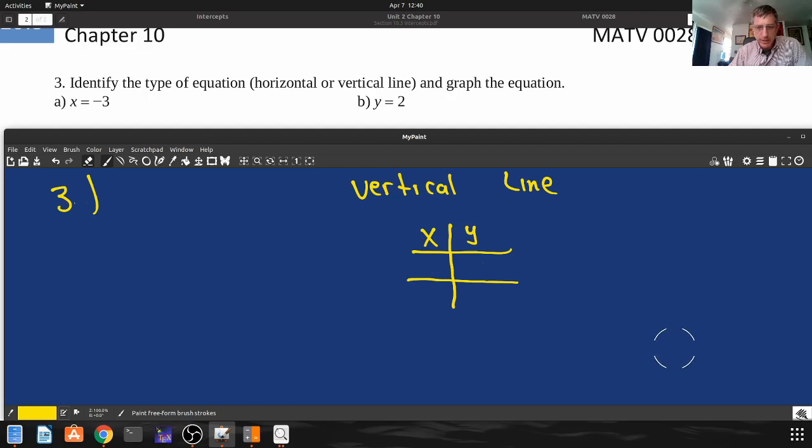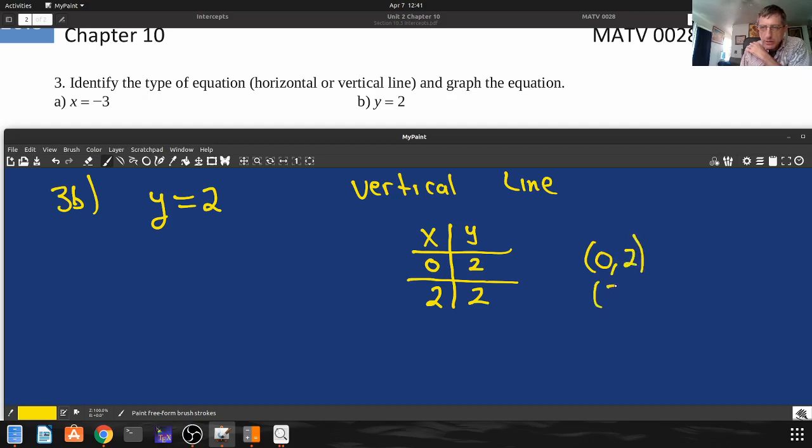In this case, we are doing 3b, we're doing y is equal to 2. So that means y has to be equal to 2 in our table of values. And you can put x to be anything you want. So here we have 2 points, 0, 2, and 2, 2.